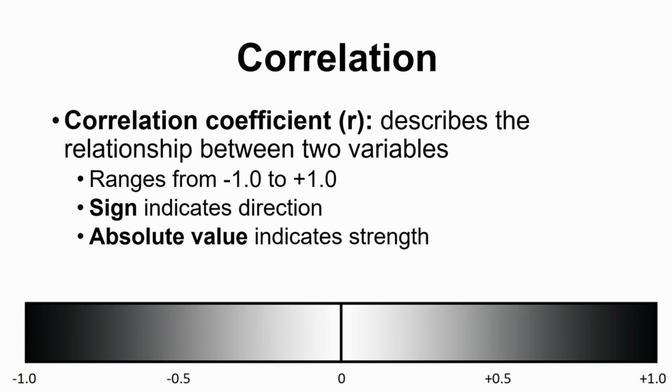So how big of a number is it? Is it closer to 0 or is it closer to 1, ignoring the sign? So the closer we are to 1 means that it is a stronger relationship, a stronger correlation. The closer we are to 0 means the weaker the relationship. Our sign has nothing to do with the strength of that relationship. The sign only tells us the direction.